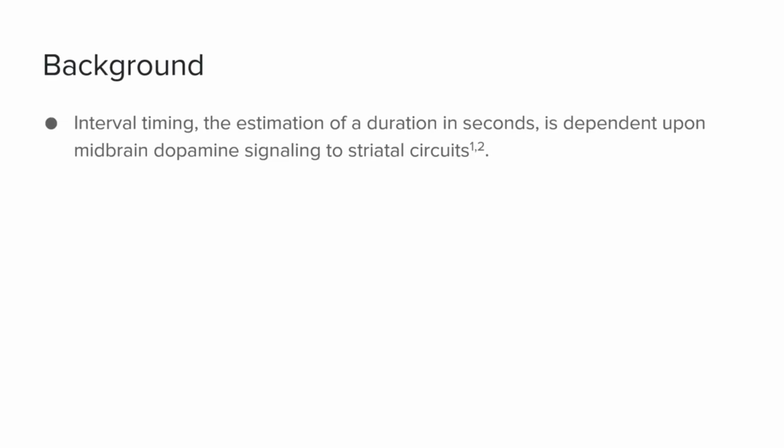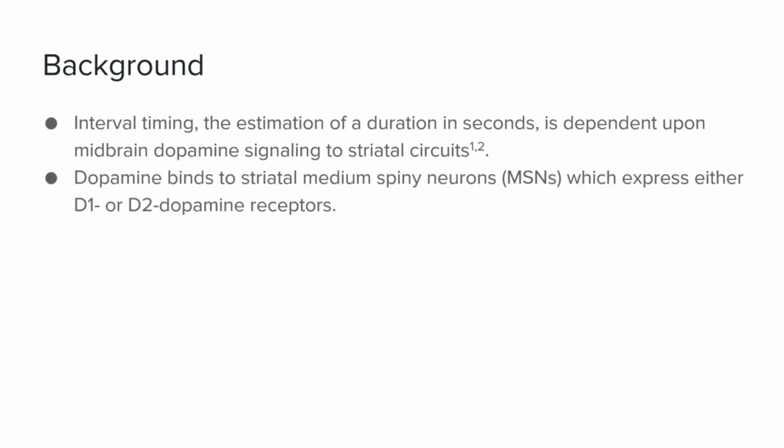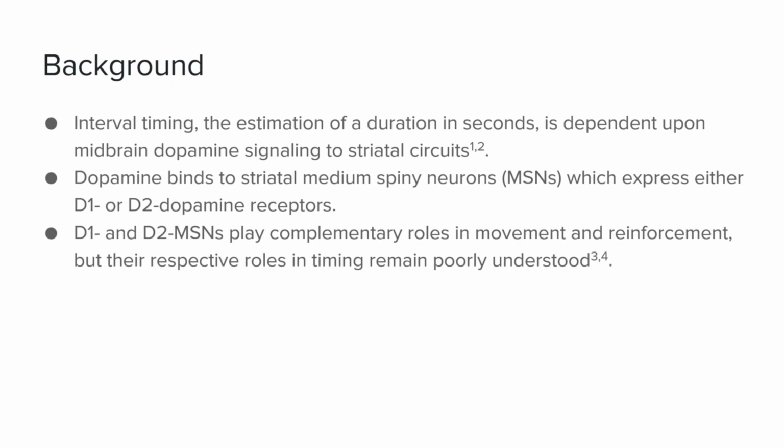Let's begin with some brief background. Interval timing, the estimation of a duration on the magnitude of several seconds, is dependent upon midbrain dopamine signaling to striatal circuits. However, striatal medium spiny neurons express either the D1 excitatory dopamine receptor or the D2 inhibitory dopamine receptor. Importantly, D1 and D2 MSNs play orthogonal roles in many contexts, including movement and reinforcement learning, but their respective roles in interval timing remain poorly understood.